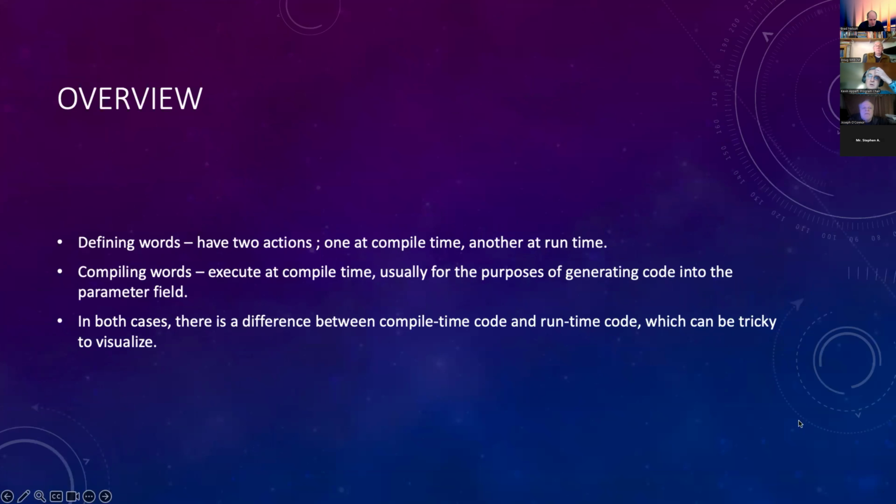This is the overview of my presentation today. First, we'll talk about defining words. They have two actions, one at compile time and another at runtime. Compiling words execute at compile time, usually for the purposes of generating code into the parameter field. In both cases, there's a difference between compile time code and runtime code, which can be tricky to visualize.